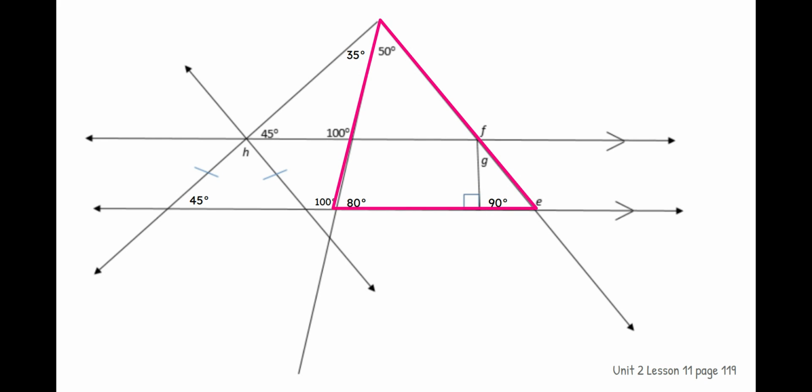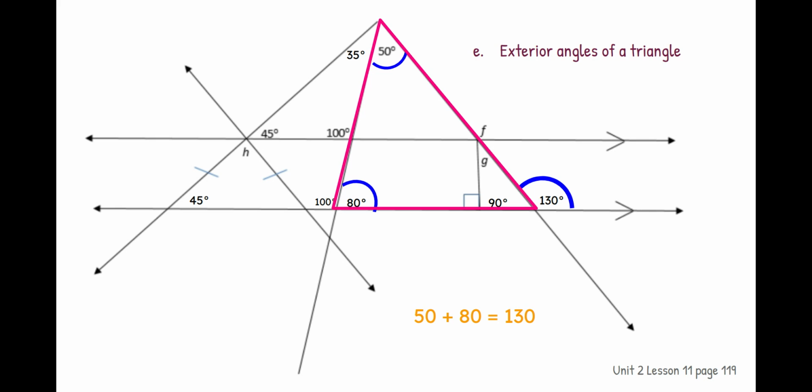For angle E, we're going to look at this triangle. Angle E is an exterior angle, and the measure would be the sum of the opposite two angles. 50 plus 80 is 130, therefore angle E is 130 degrees. Write exterior angles of a triangle in the reason column.